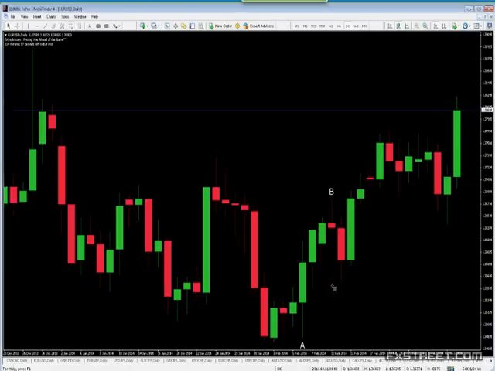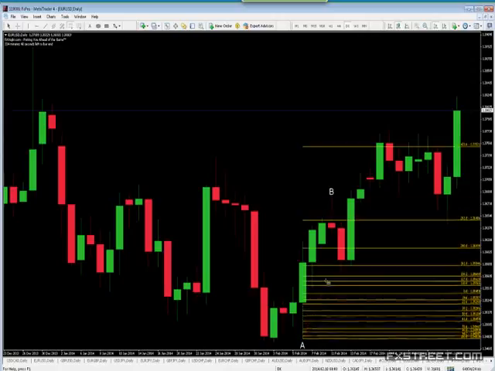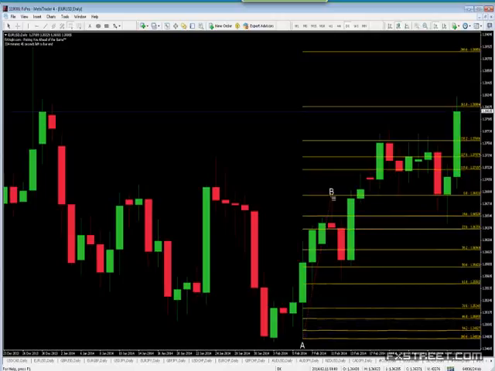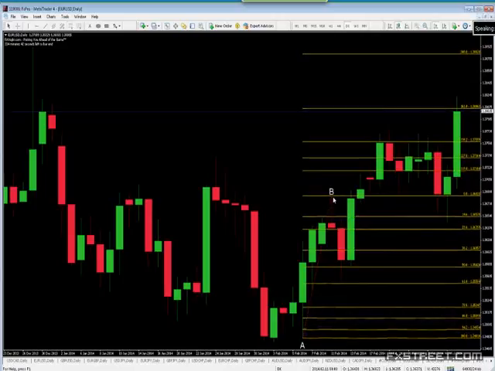I'm going to grab my Fibonacci tool. I'm going to click down at the bottom of the wick by point A. I'm holding my mouse down. I'm not letting go. And I go up to the top of the red wick by point B. And that's where I let go.